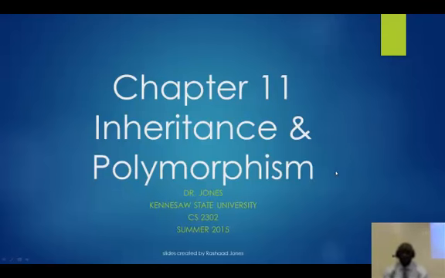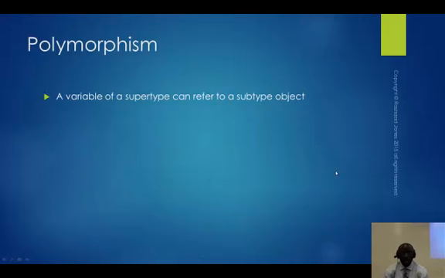Welcome back. For this lecture, we will be discussing polymorphism. Polymorphism, as defined in the book, is that a variable of the supertype can refer to a subtype object.